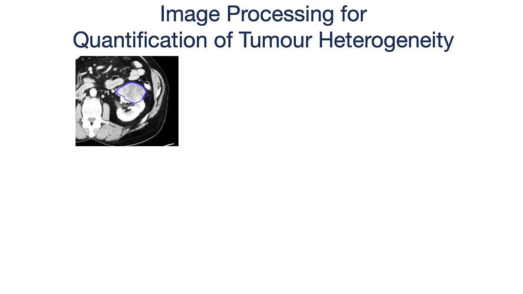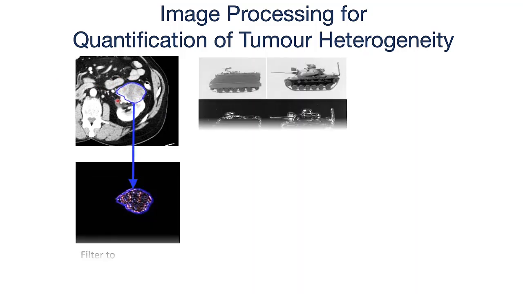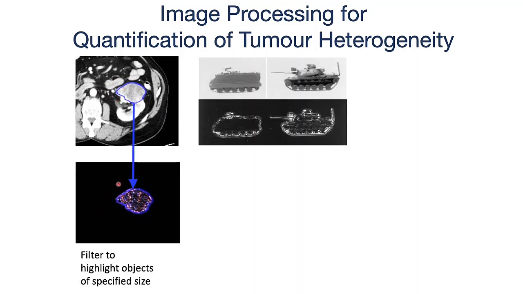The third development, which increased the number of imaging measurements that could be made, arose from computer processing methods. And I shall show one example of one that is used for quantifying tumour heterogeneity. So here we have a CT image of a renal cancer, and we can filter this image to derive this information of a tumour.